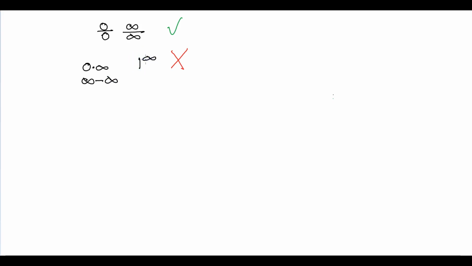1 to the infinity, 0 to the 0. While many people think it's 1, the actual limit is indeterminate. So 1 to the infinity, 0 times infinity, infinity minus infinity, and infinity to the 0th power are all indeterminate forms, and you need to change these into the two good ones so you can use L'Hopital's rule.